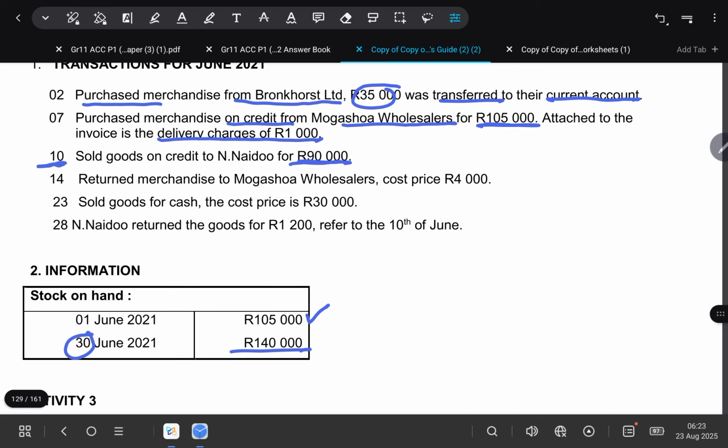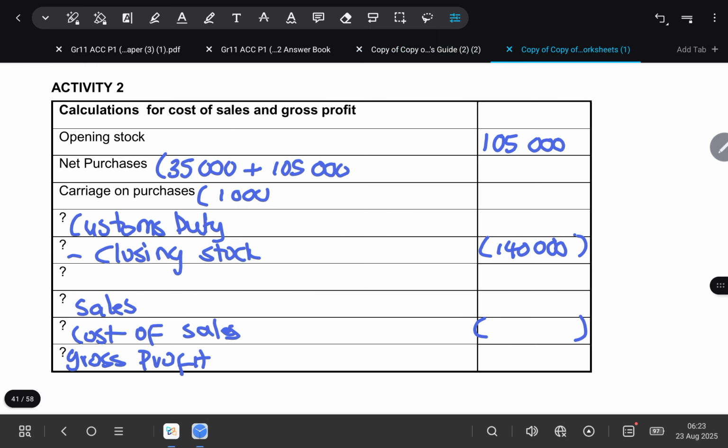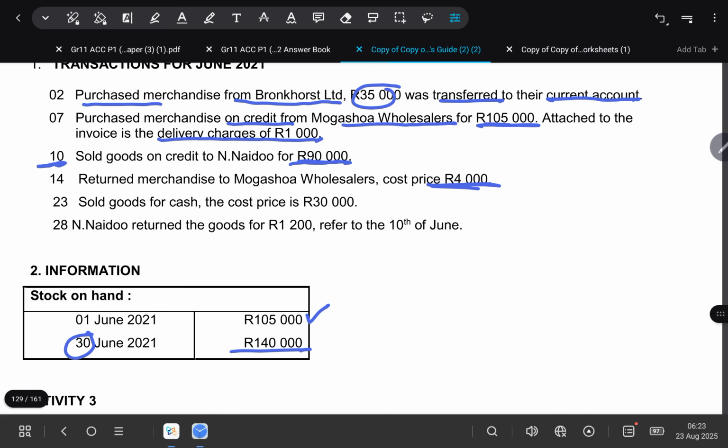Now, next they're saying that we returned merchandise to Mahashwa wholesalers, cost price was 4,000. So we returned stock to Mahashwa, and then we are paying them. We are returning the goods that are valued at 4,000. They didn't say anything about carriage on purchases, so we can assume that they will refund us for the transport. So we are just going to reduce our purchases by 4,000. So under purchases, we're going to say minus 4,000. And then from there, we go to the next transaction.